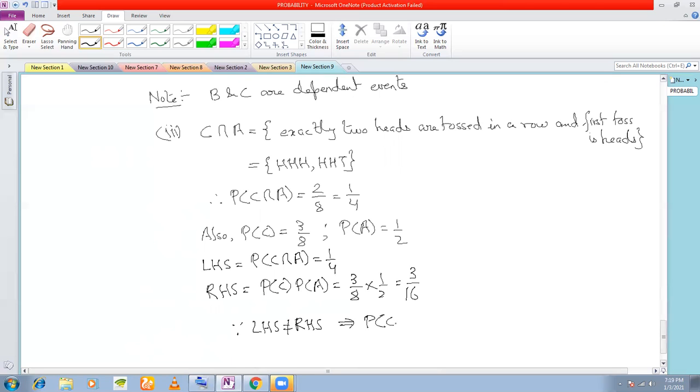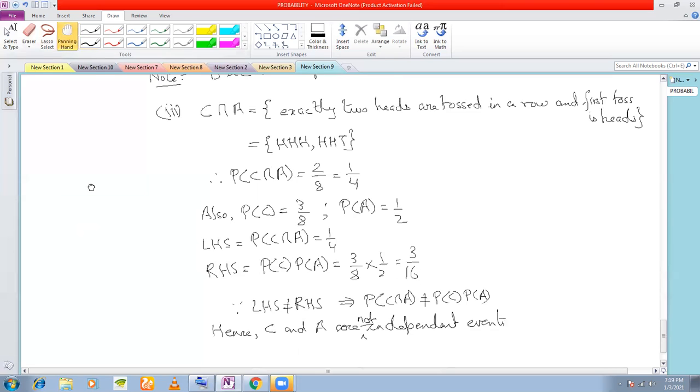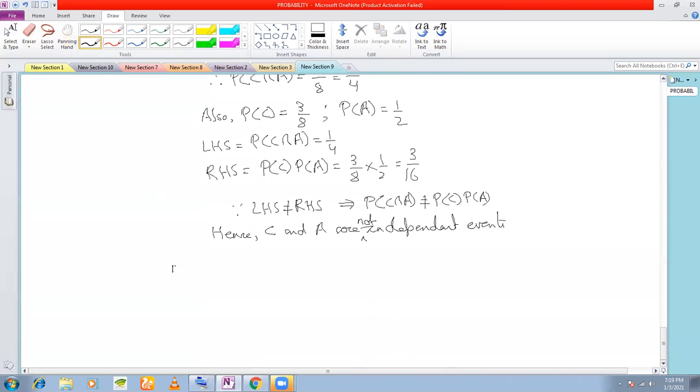That means PC intersection A is not equal to PC into PA. Hence C and A are not independent events. Now let's check whether A, B, C, all three are independent or not.